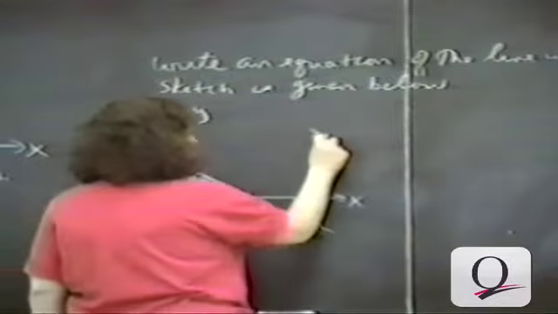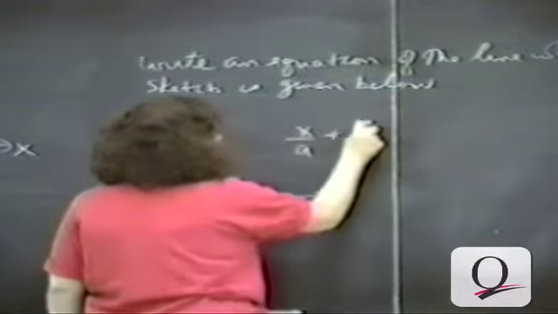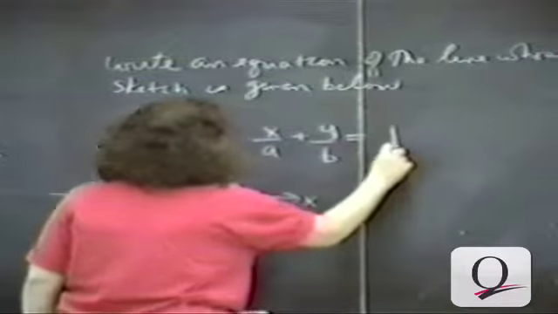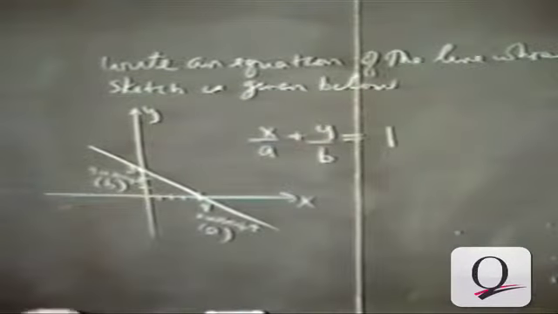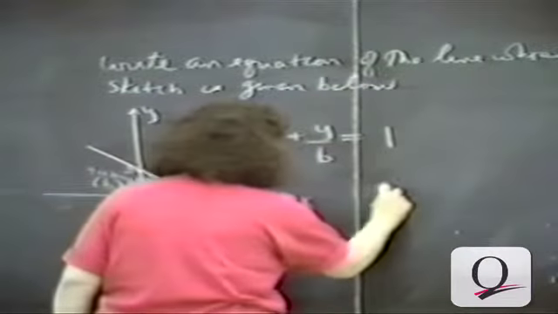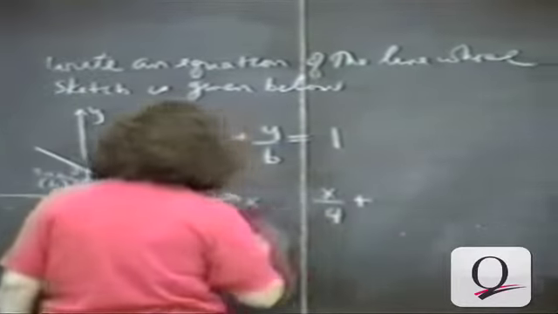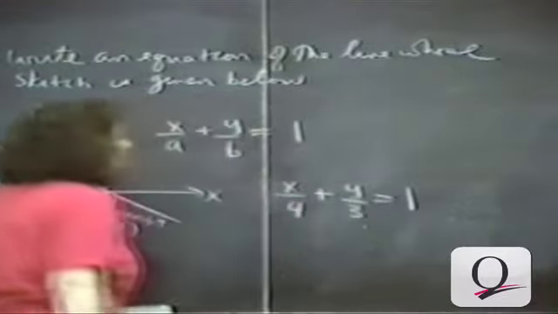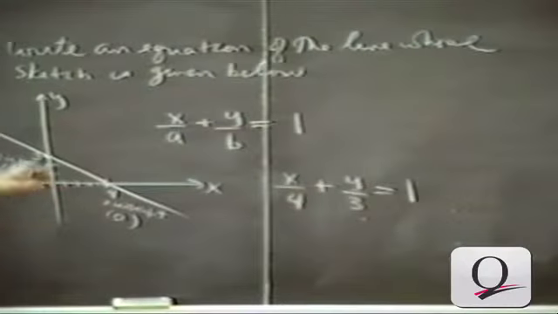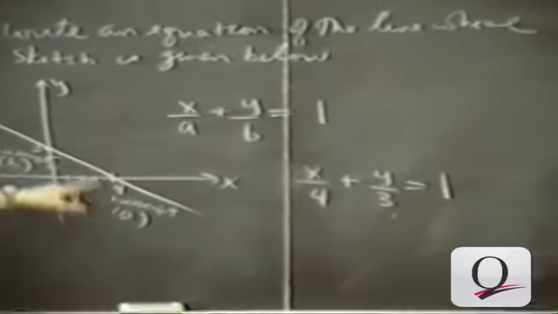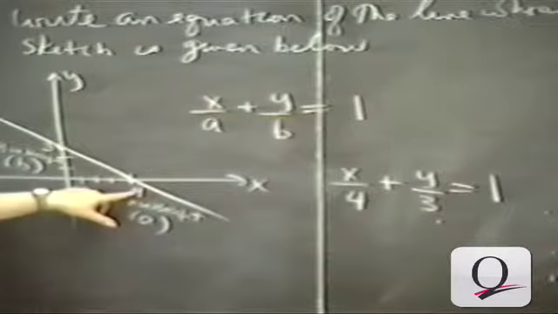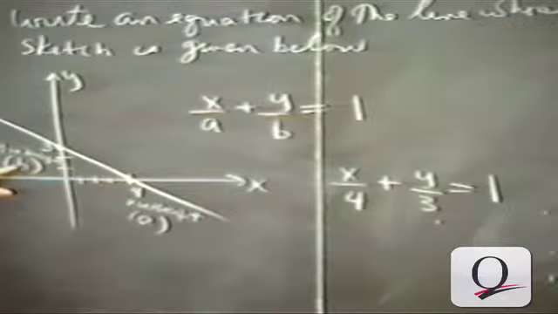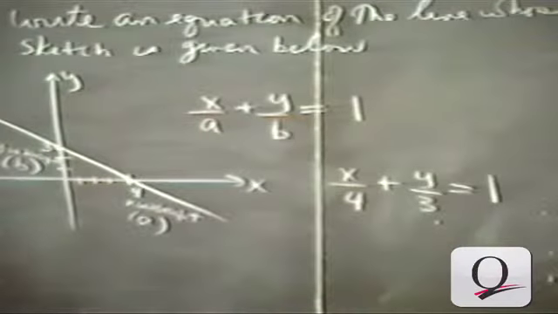And equation is x over A plus y over B equals 1. So x over 4 plus y over 3 equals 1 is an equation for this line. X over A, x over 4 plus y over B, y over 3 equals 1. Now, as I said, more than likely that won't be one of the choices.